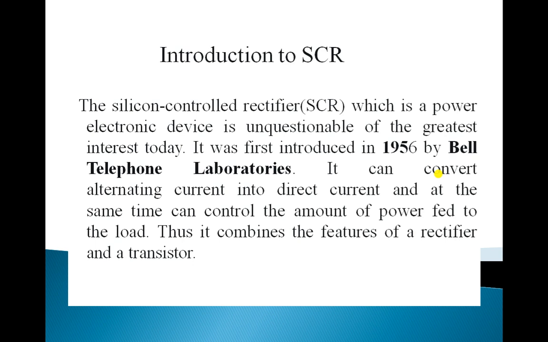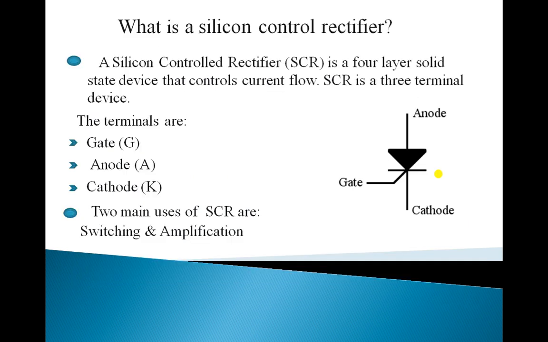Now what is the property of a rectifier? It provides a low resistance path in the forward direction and a high resistance path in the reverse direction. Now this SCR is an electronic device of the greatest interest today, and it was developed in 1956 by Bell Telephone Laboratories. It can convert alternating current into direct current, and at the same time can control the amount of power fed to the load. So it combines the features of both rectifier as well as transistors.